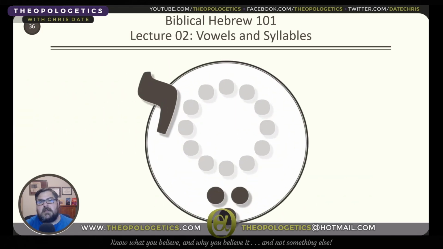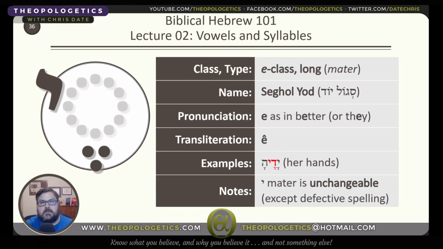And there's another E-class yod mater, which is the segol yod, which again is pronounced like the E in better. Sometimes it is pronounced like the E in they, and by sometimes I just mean depending upon the speaker. There is no rule here. But because that yod sound is associated with an E sound, a lot of times it is pronounced A, but it's equally fine to pronounce it like the E in better, the sound that the segol normally makes. And again, the transliteration is an E with a caret over it.